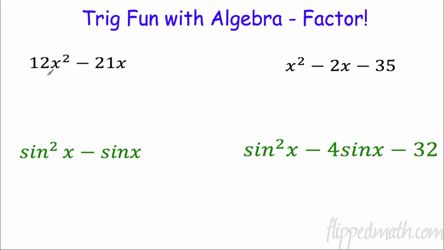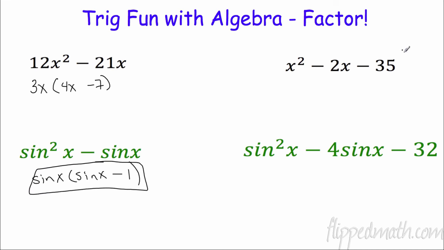So again, we can factor out a greatest common factor. I know the greatest common factor here is 3x. So I'm left with 4x minus 7. All right, just took a greatest common factor out. When I look down here, what's my greatest common factor? Well, it's sine x. If I take a sine x out of here, I have 1 sine x left. If I take a sine x out of here, I have just a 1.